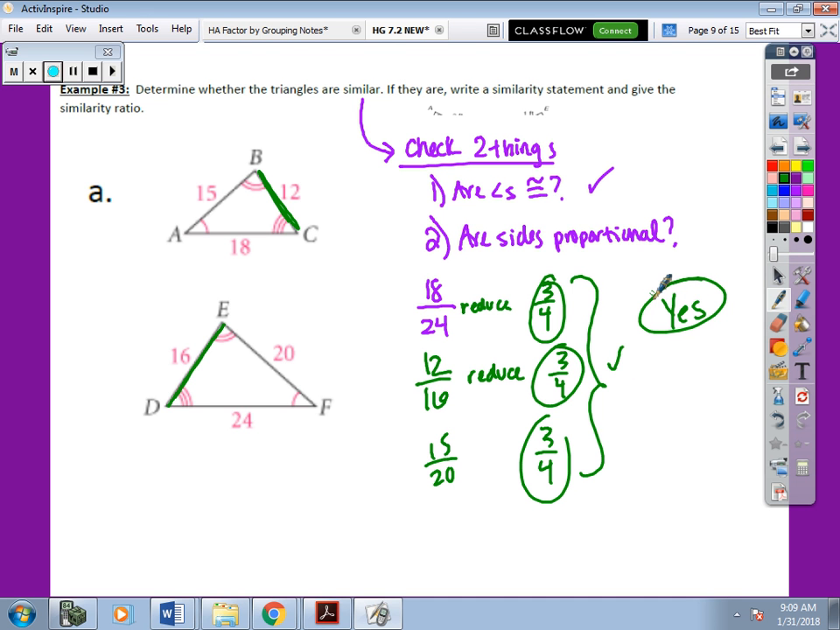Who thinks they could write a similarity statement? Triangle something is similar to triangle something. The first letters don't matter, the second one has to match up. Marquise? Triangle ABC is similar to triangle FED. Good. ABC, FED, matching up 1, 2, 3 markings. And they also want us to give this similarity ratio, which is 3/4. You can either write it as 3/4, or if you want, you can write it as 3 to 4.